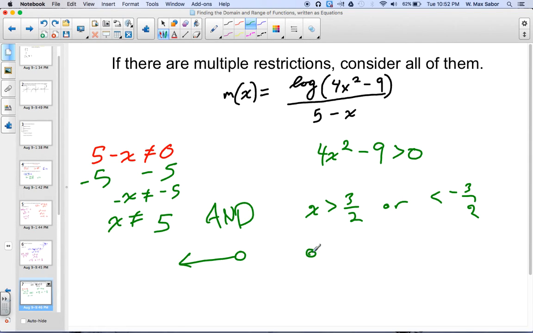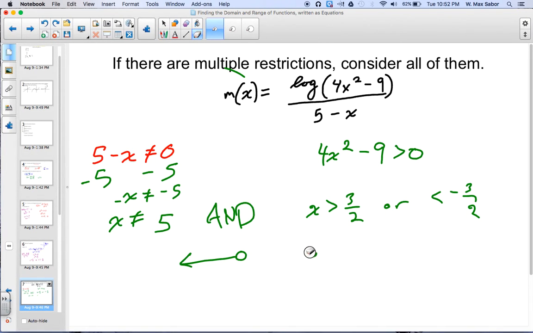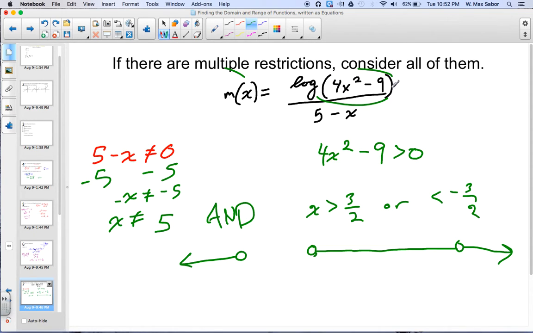So now on a number line, I'm going to do the sketch. It looks like this. Open circle at 3/2. And then when we hit 5, which is going to be over here, we have an open circle, and then it continues on. So this is the domain for this because we have multiple restrictions. We have one here, and we have a second restriction at that point.